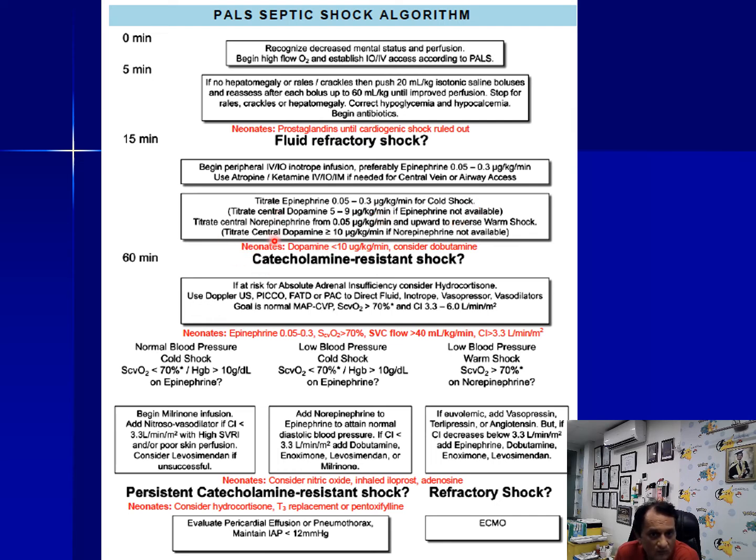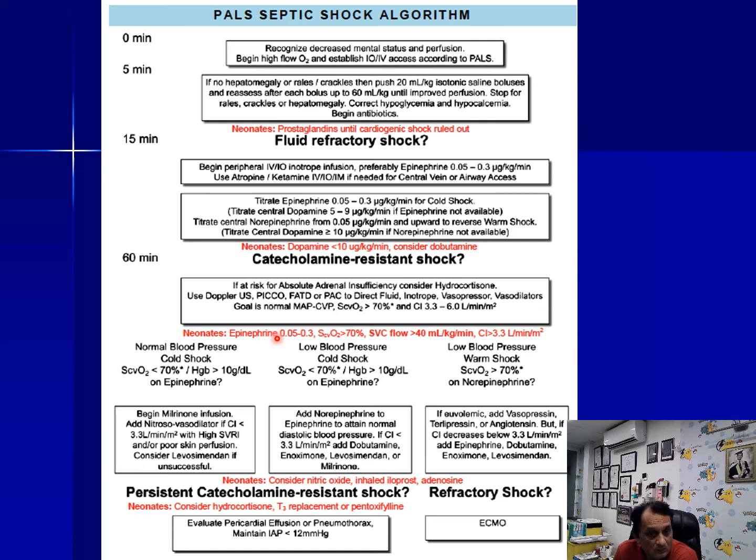Then you have to titrate epinephrine, and the next inotrope or vasopressor depends on what you are dealing with in the patient. Especially if your blood pressure is okay, we prefer to put milrinone. But if you have a warm shock and your pressures are low, then obviously norepinephrine is good, especially at 0.03 microgram per kg per minute. But if you establish that you are dealing with catecholamine resistant shock, then you think about renal insufficiency and consider giving hydrocortisone.